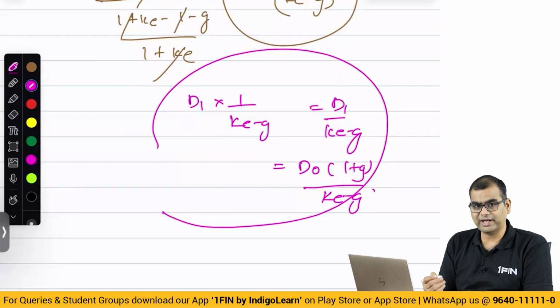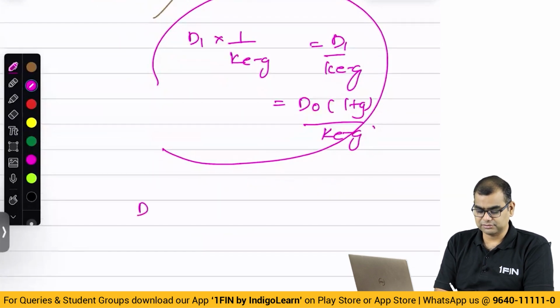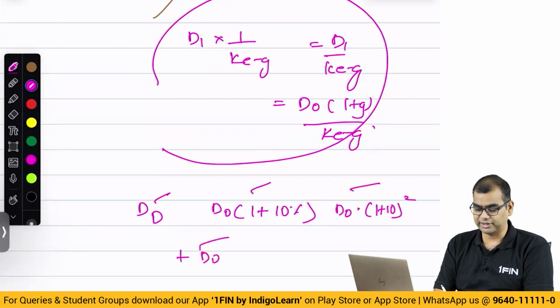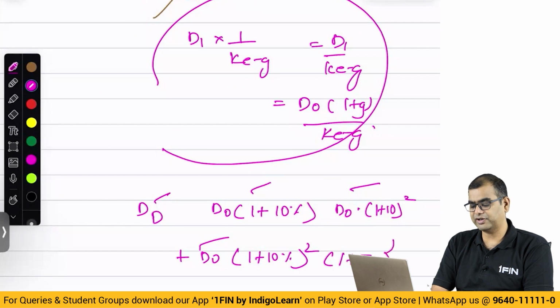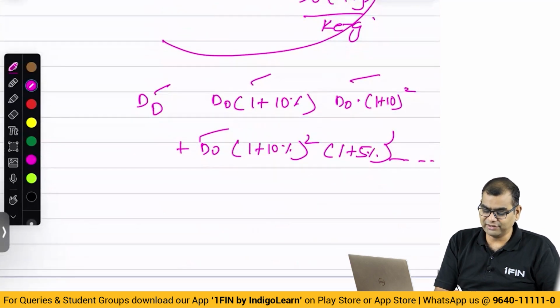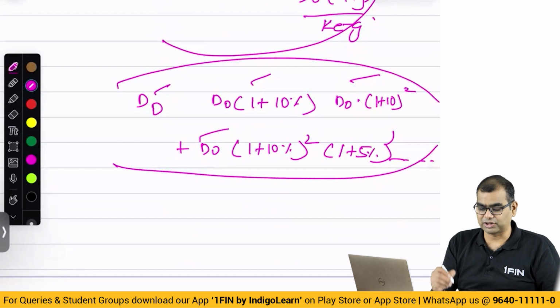When you have multi-stage dividend, what happens? Let us say the current year is D0, then D0 into 1 plus 10%, then D0 into 1 plus 10% whole square. In the third year, it has grown 10% for 2 years. Then it grows by 5%, and thereafter it grows forever at 5%. So this is a multi-stage model. Initially there is some supernormal growth, then it slowly comes down and stabilizes.